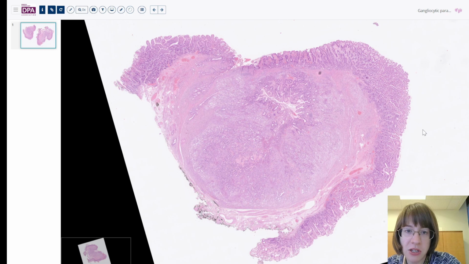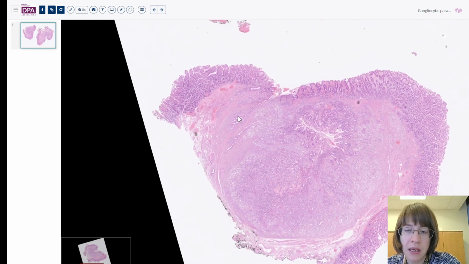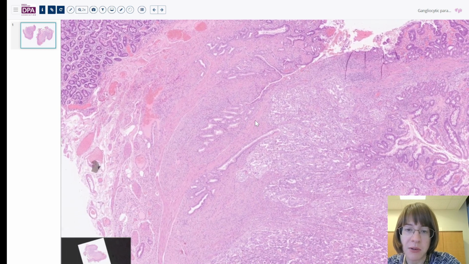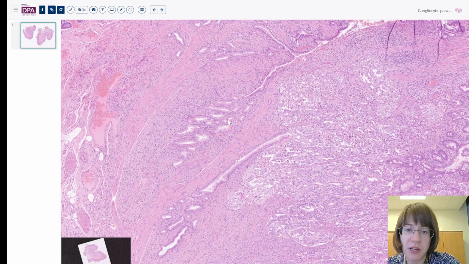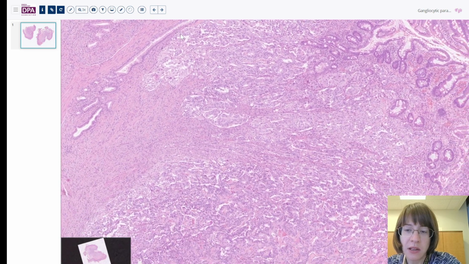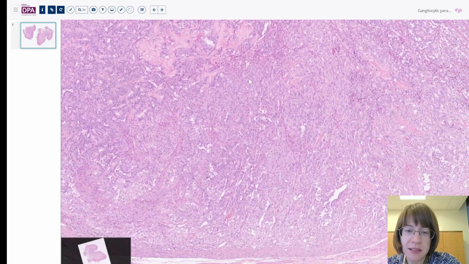At low magnification, this appears to be an ampulectomy specimen. So we have our duodenal mucosa at the surface here wrapping around. Underneath of this, we have our submucosa. Our black ink designates our deep margin. And if I go to higher magnification, I can appreciate some ampullary glands over here. So let's go ahead and look at our neoplastic cells.